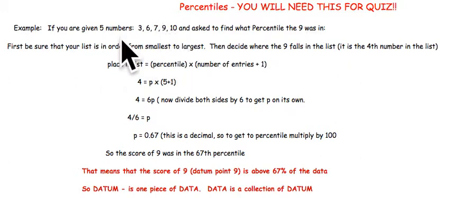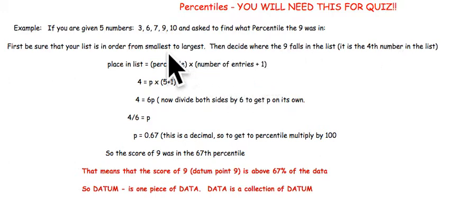The first thing we want to do is make sure they're in order, which they are, and then decide where 9 falls in the list. So what that means is if we count from left to right, 1, 2, 3, 4, it falls at the 4th position in the list. And this will be important here in a second.